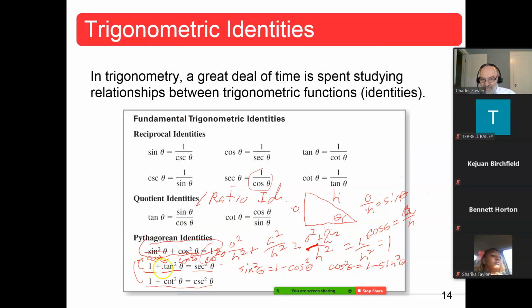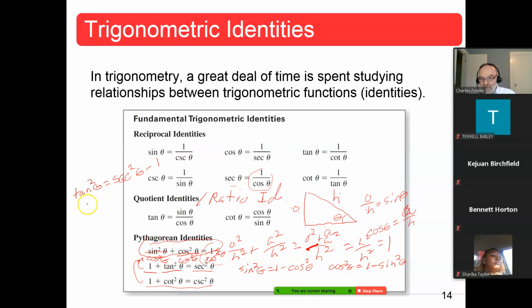Here you could do the same thing. You could subtract 1 from both sides, and that would give you tangent squared is equal to secant squared minus 1. And then you could take the square root of both sides again.